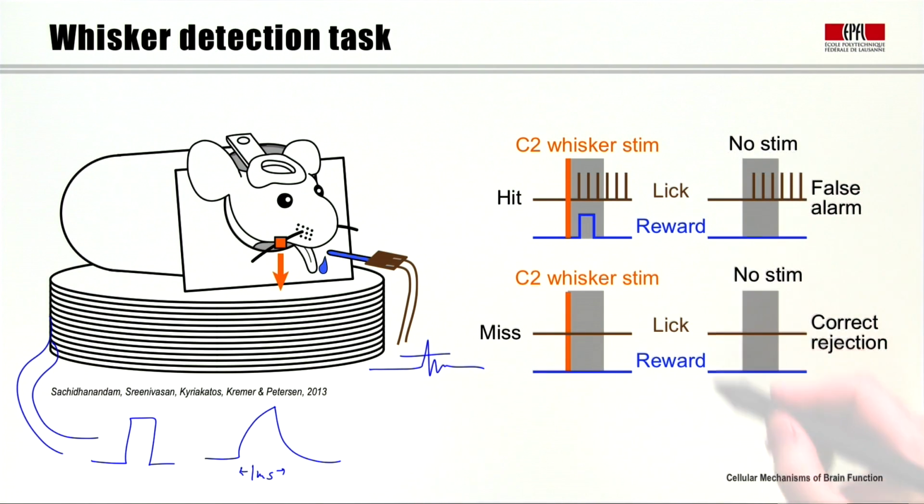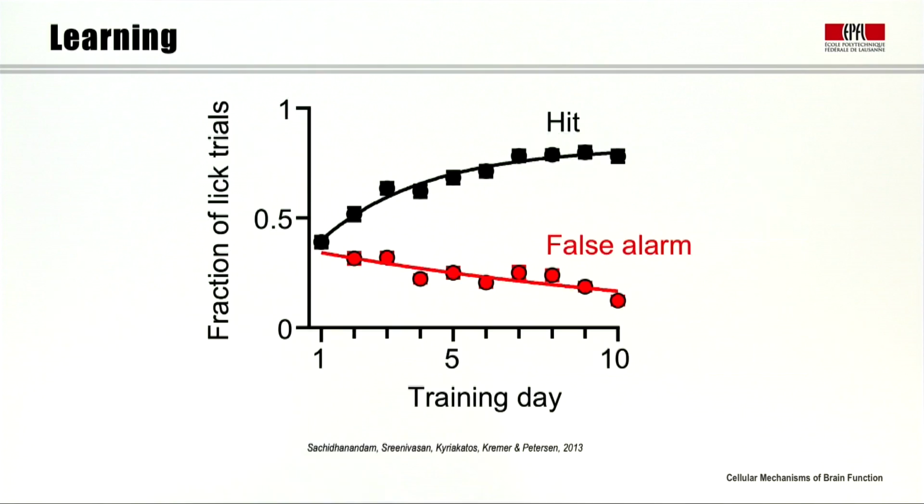We can also look at another trial type where we don't stimulate, and sometimes the animal will spontaneously lick, and we can think of those as false alarm trials. And these might also be very interesting to analyze. Perhaps the animal is dreaming of a whisker stimulus being delivered, and something in the neuronal activity then makes it lick. And we can think of other trials where we don't stimulate, the animal doesn't lick, and those are then correct rejection trials.